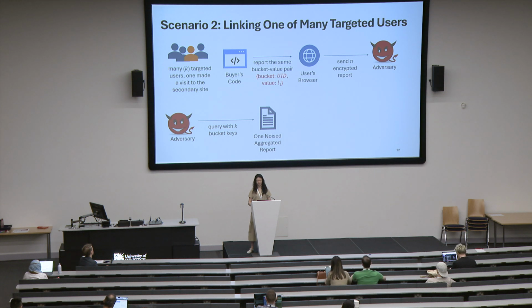Then the adversary can query the aggregation server with K bucket keys on these n reports. And after getting the aggregated output, they simply accuse the user associated with the highest value as the one who made the visit to the secondary site.